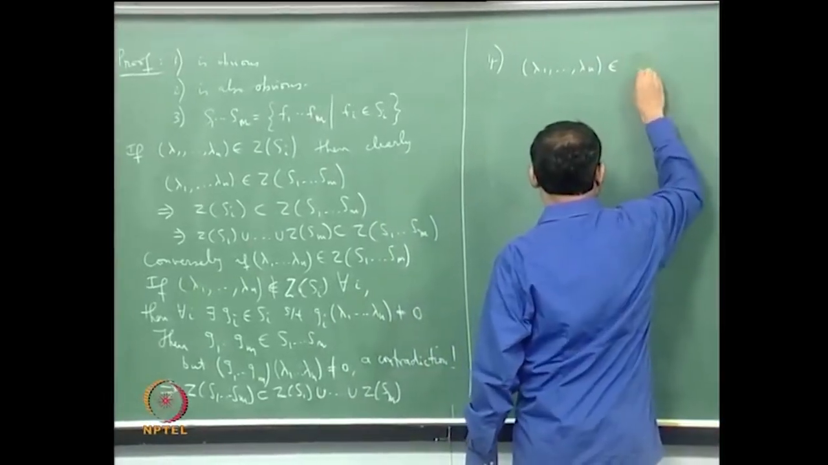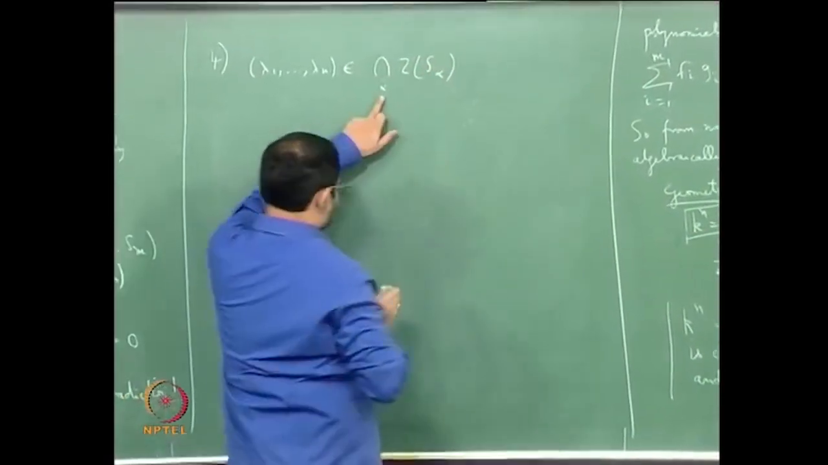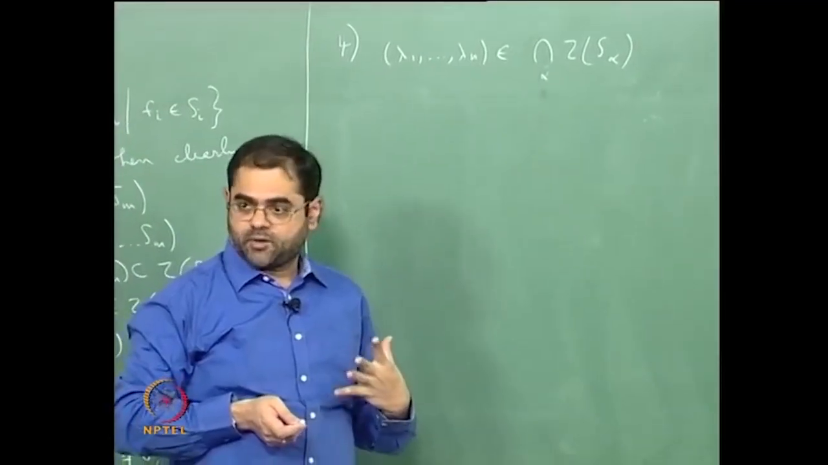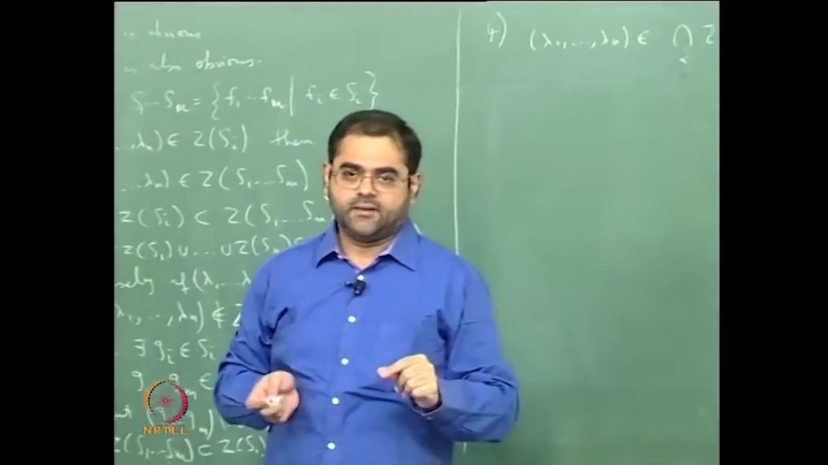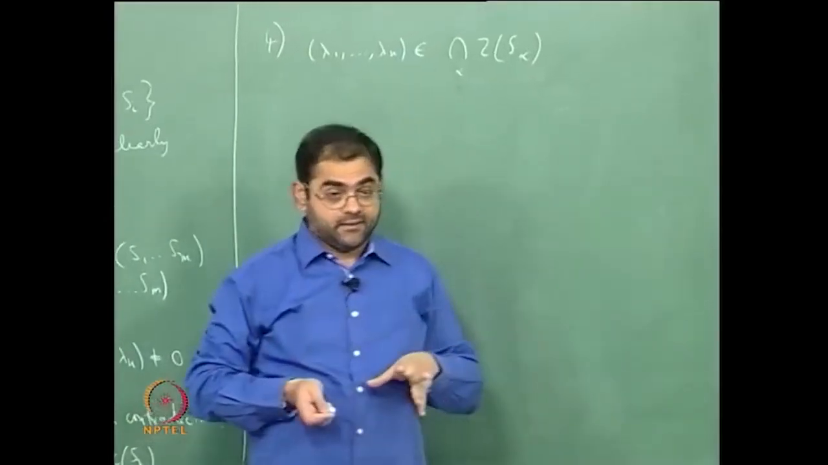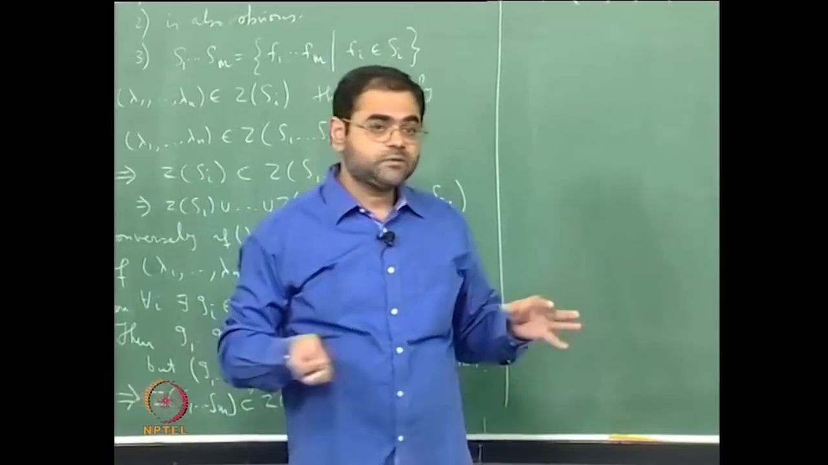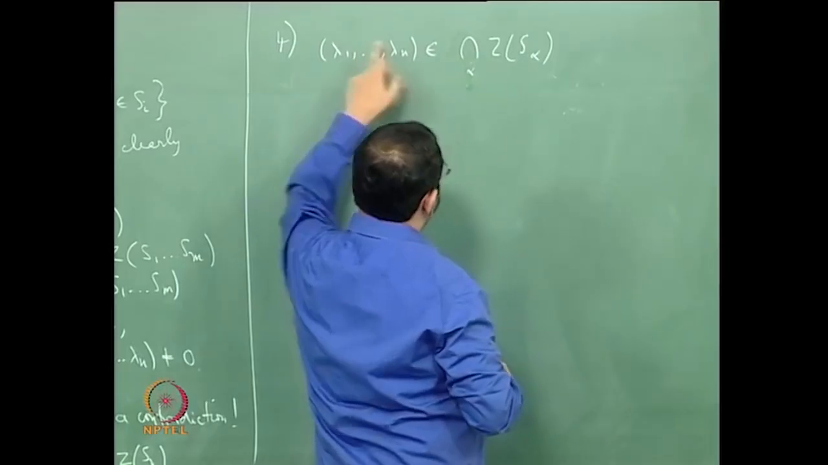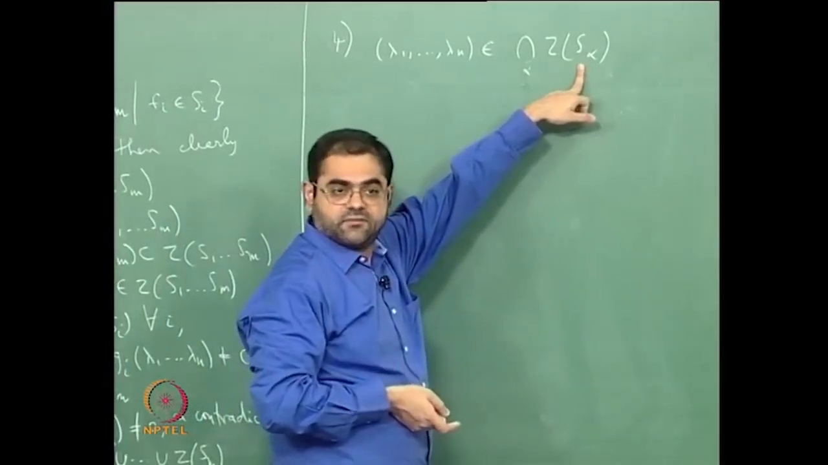is in the intersection over alpha of Z(S_alpha). So here of course you are assuming that S_alpha is a collection of subsets of the polynomial ring. Alpha is the index, and of course alpha varies over some indexing set, which I do not want to be very explicit about. There is no restriction on the indexing set. It need not be finite, it could be infinite, okay. So if there is a point in this, that means you are saying that this point vanishes in every polynomial in each of the S_alphas.